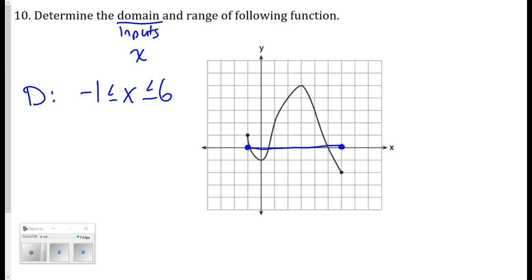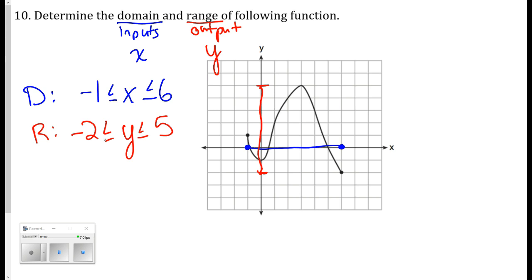So my domain, my x values are trapped between negative 1 and 6. And I include the equal to because those are closed circles there. Which makes the range our outputs of the function, or the y values. So what's the lowest y value that I get? Well, that happens right here at negative 2. Do I get every y value in between? Yes, I keep getting all those y values. That's the highest y value. So I get every y value from negative 2 up until 5. So my range, my y values are trapped between negative 2 and 5, and I include the equal to sign because I can get a negative 2 and I can get a 5.